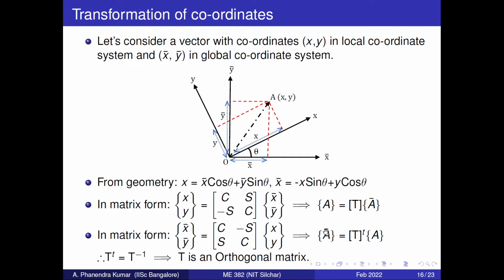Then if we compare these two expressions, we get that T transpose will be equal to T inverse, which means T into T transpose equals I, which represents an orthogonal matrix. So whenever you consider a transformation matrix, it will always be an orthogonal matrix. It is the property of the transformation matrix. When we have the coordinate transformation matrix, it will always be orthogonal, with T transpose equal to T inverse. This will be used later in our formulation part.